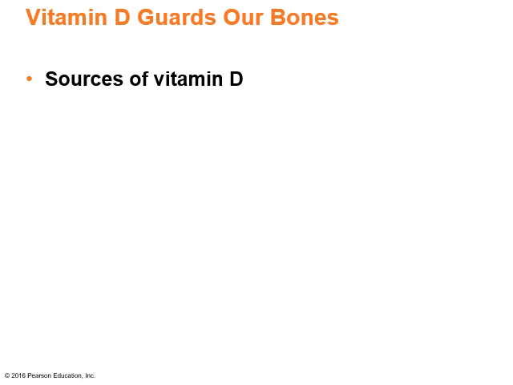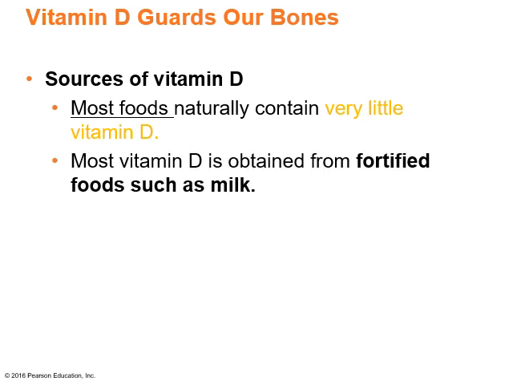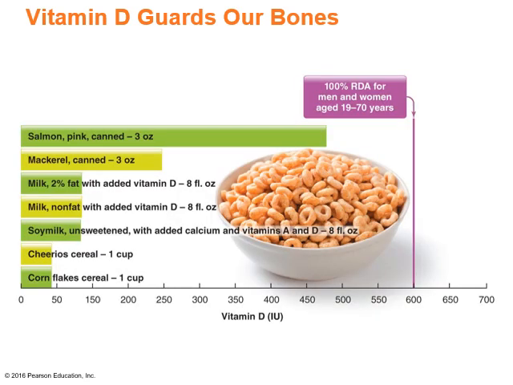All right, so where can we get it from? Most foods naturally contain very little vitamin D. Most vitamin D is obtained from fortified foods, so foods that have had it added into it, such as milk. Milk is a great source for it. Vegetarians that do not consume any dairy, you can see where this is going, they can receive it from the sun, from fortified soy products, so alternative products that don't contain any dairy but have had the vitamin D added directly into it, or, of course, there's always the option of going straight to supplements.